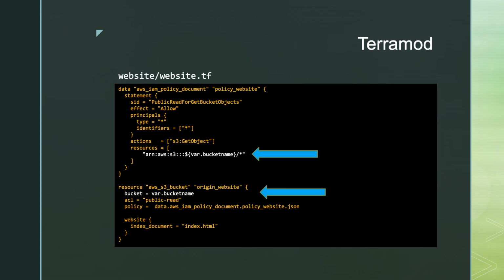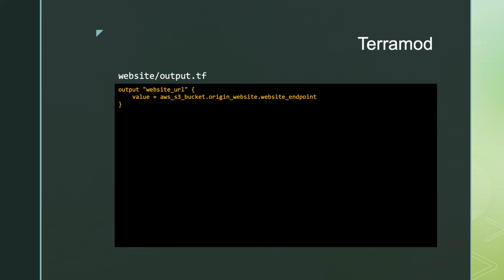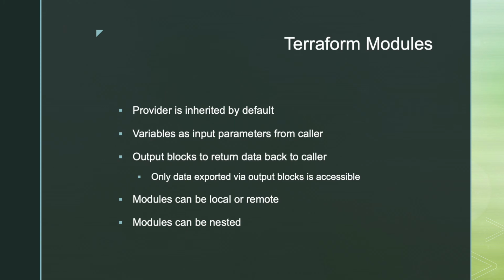Here is the IAM access policy and S3 bucket definition now in the website module. You can see the highlighted lines where the bucket name variable is used. Here's the output definition for website URL that we reference in the test and production plans. The provider declaration of the calling plan is inherited by the module by default, so you don't need to include account information in the module.